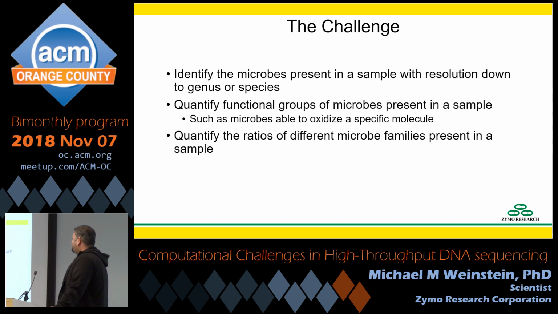So what's the challenge here? Identifying the microbes present in a sample with a resolution down either to genus or species. Identifying the functional groups of microbes. So for example, trimethylamine is something that's potentially important for atherosclerosis or heart disease, and gut microbes can modify it. And then finally, quantifying the ratios of different microbe families present in a sample. That goes back to what I was talking about before with evenly lysing microbes. So some of them are hard, some of them are easy. And if the method used to break them open is not harsh enough, you'll underrepresent the hard to lyse ones.